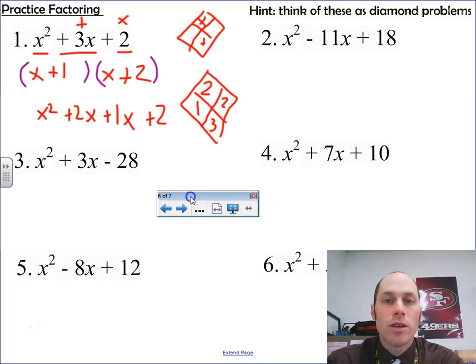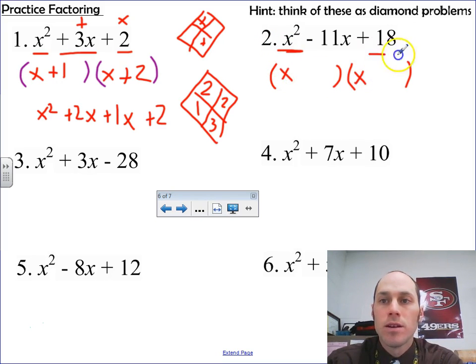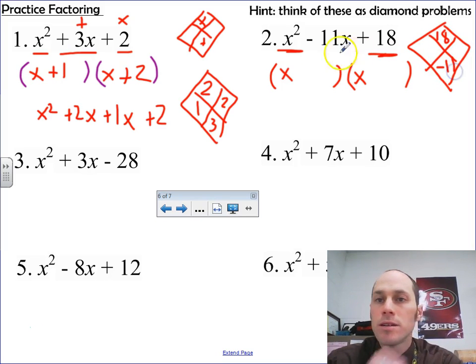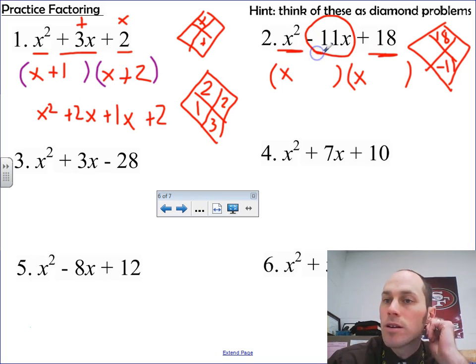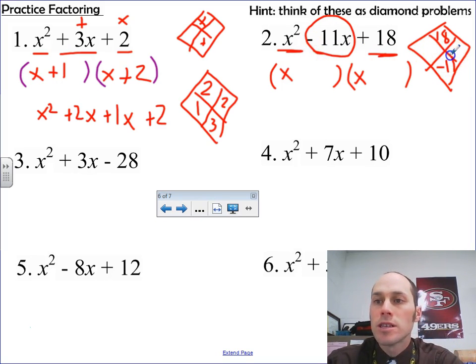Okay, so let's try another one. I'll set up the diamond for you. So x squared minus 11x plus 18. Well, I know the only way I can multiply to get x squared is x times x. There are multiple ways I can multiply to get 18. So if I set up my diamond here, 18 is my product, negative 11 is the sum. So now I've got to figure out which products of 18 give me a sum of negative 11.